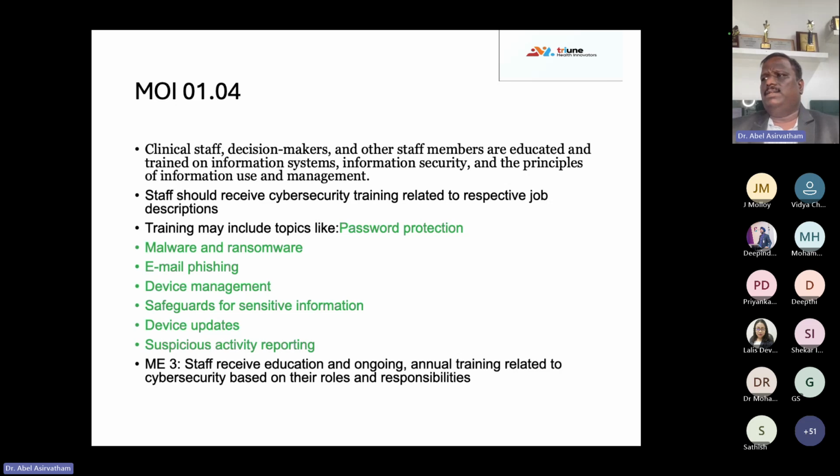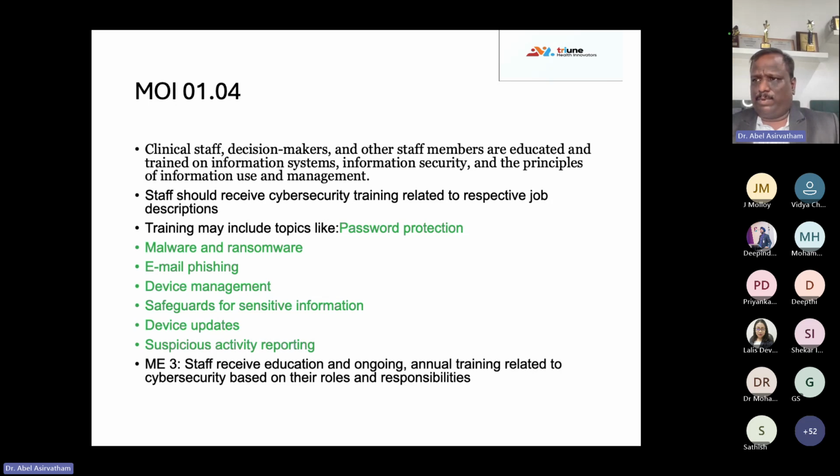Clinical staff, decision makers, and other staff members are educated and trained on information systems, information security, and the principles of information use and management. Staff should receive cyber security training related to job description, including password protection and how to choose a password. You cannot choose a password which is easily recognizable. This happens in banks also, right? Even when the bank prompts us to change the password, it gives us guidelines on what kind of password is expected. Similar thing here also.